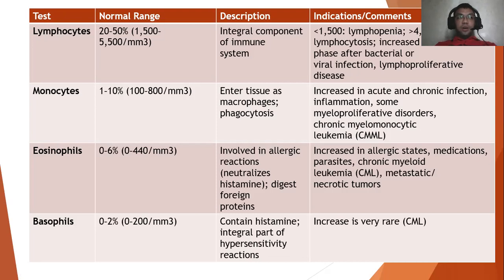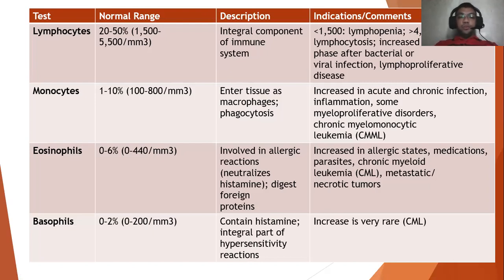Eosinophils, one of the granulocytes, it's 0 to 6%, so 0 to 440 cells per cubic millimeter. Take note, eosinophils are involved in allergic reactions. So, if the person has an allergy, the eosinophil count will rise. So, this neutralizes histamine, digest foreign proteins, so they are increased in allergic states. Medications, and if parasites are present, they will be increased as well. Or it's also increase in chronic myeloid leukemia or CML, metastatic or necrotic tumors.